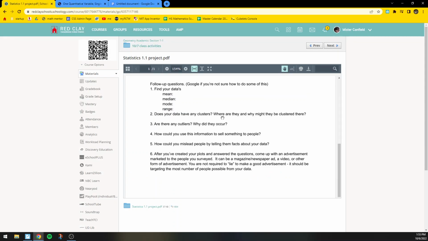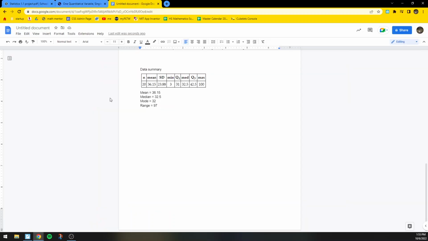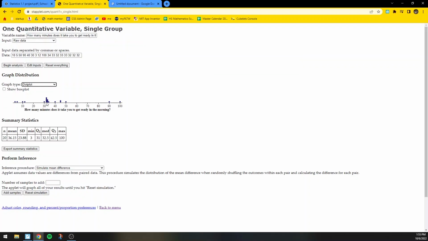And why? Where are they, and why might they be clustered there? So again, this is pretend data, but I think there's a good reason to say most people take around a half an hour because, 5 minutes to do this, 5 minutes to do that, but a half an hour is a reasonable amount of time to get ready, get dressed, to make yourself look presentable for the world.